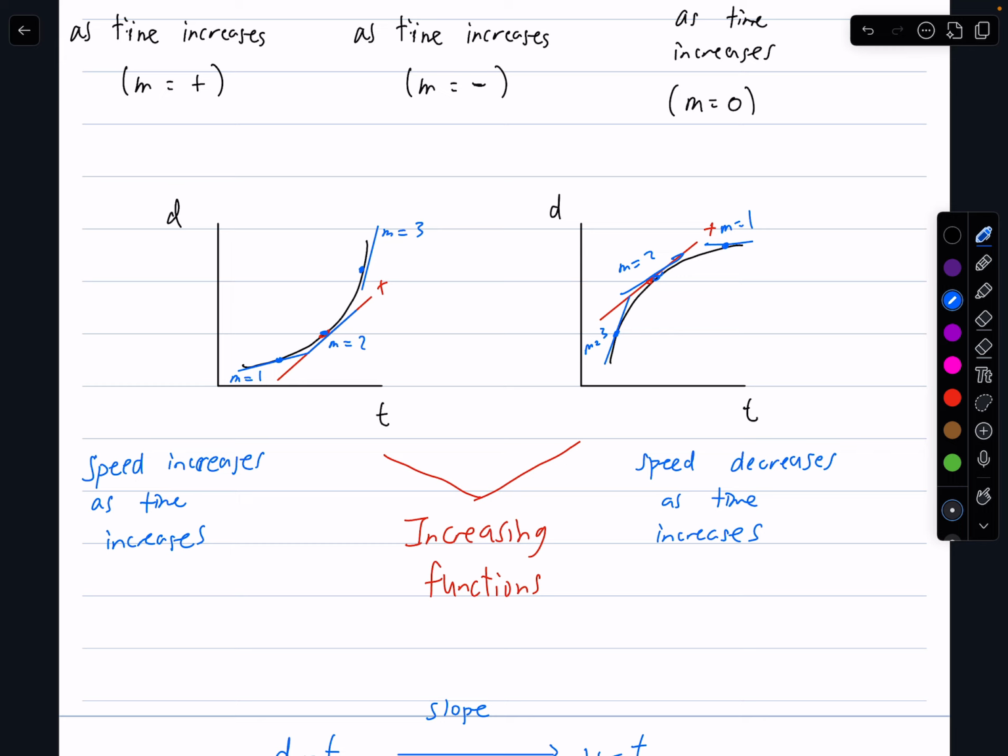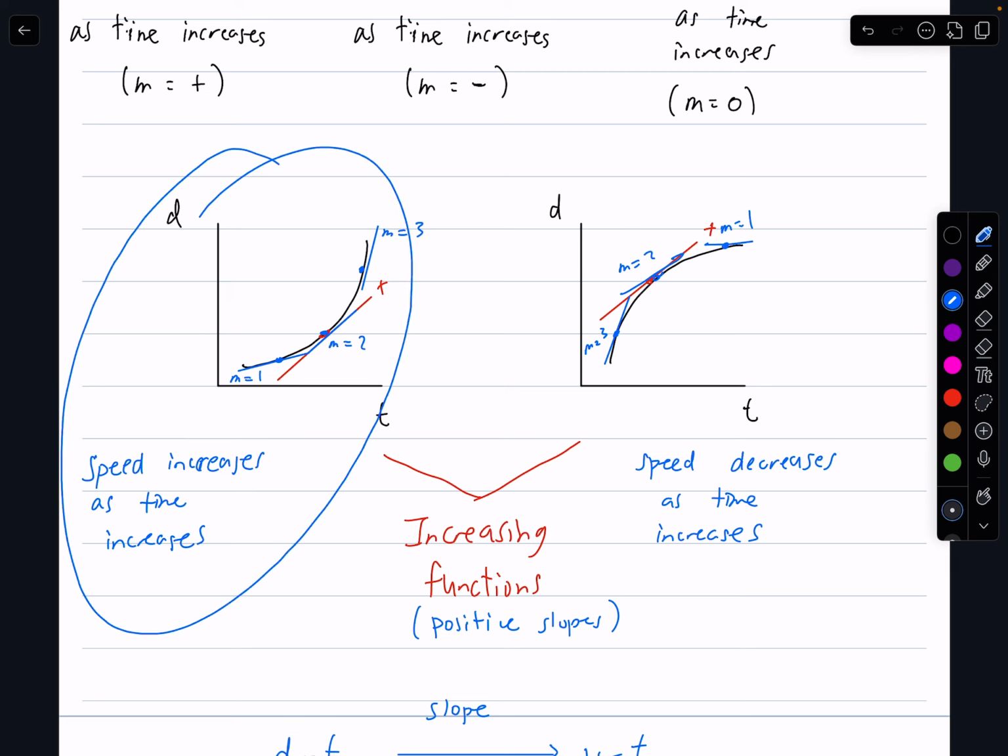So this has to do with the slopes being positive, right? That's what determines if it's an increasing function or a decreasing function. But if I'm talking directly about the speed in reference to the time, the speed is increasing as time increases in this function, and the speed is decreasing as time increases in this function. So there's a clear difference, okay?